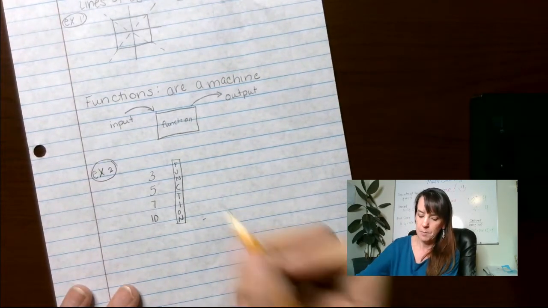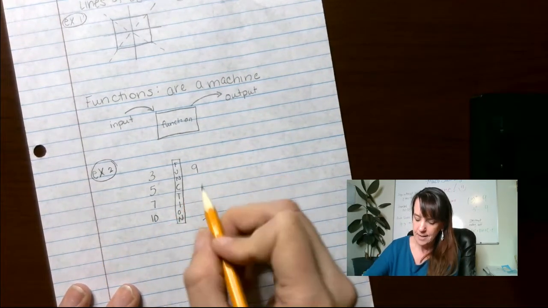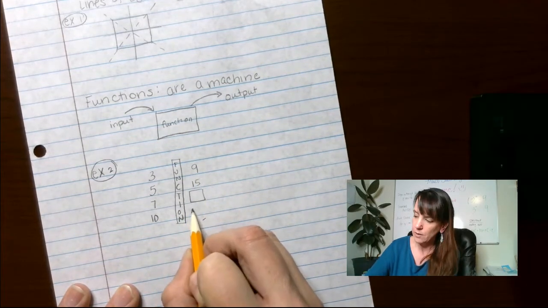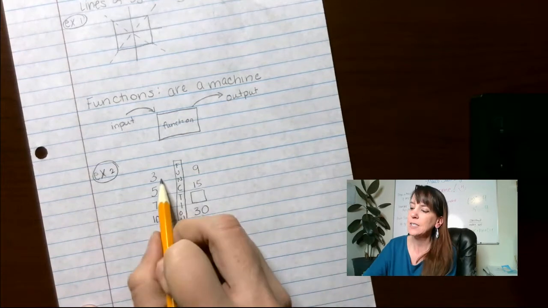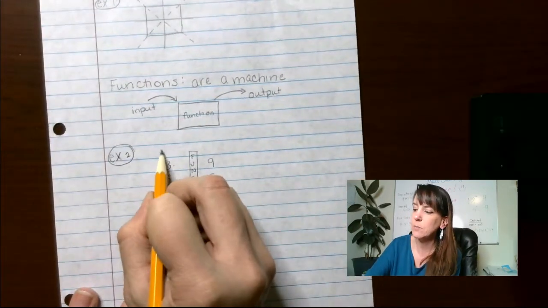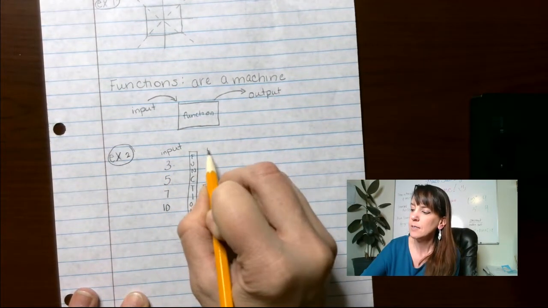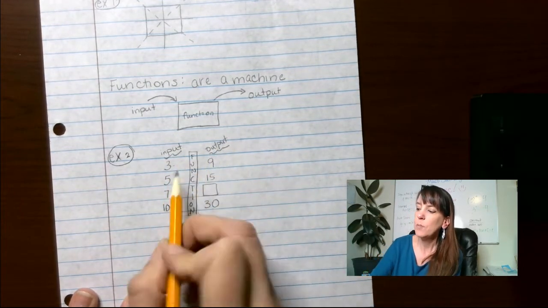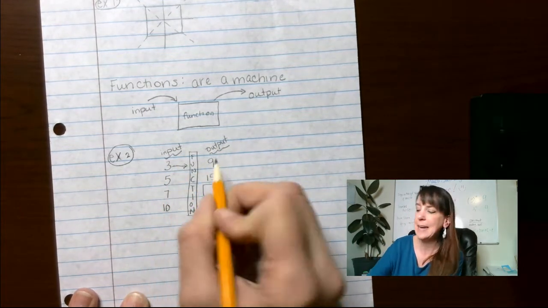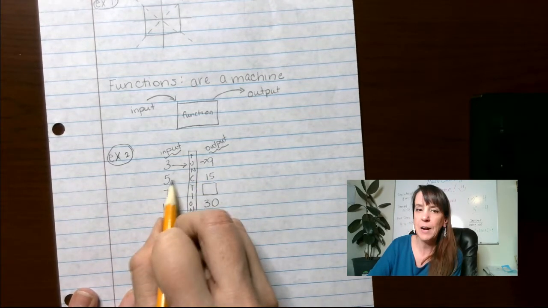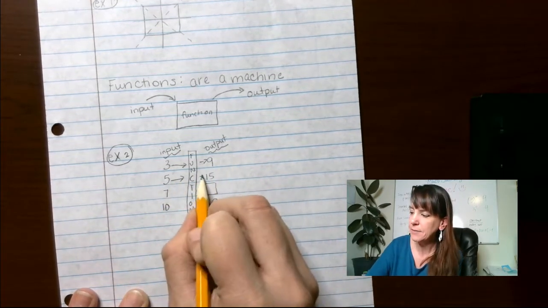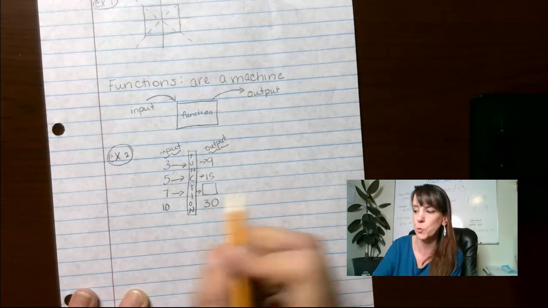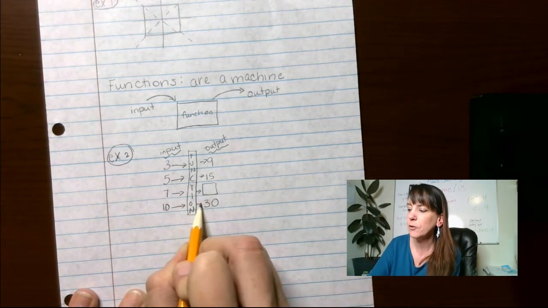Bam. And then we get 9, 15, and then this is the one we need to figure out, and 30. Okay, so what it's saying is we put 3, this is our input, this is our output. When we put 3 into our function, we get 9 out. When we put 5 into our function, we get 15 out. When we put 7 into our function, we get something, but we're not sure. 10 into our function, we get 30 out.